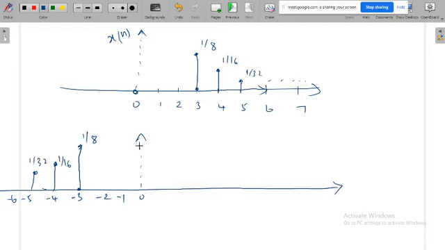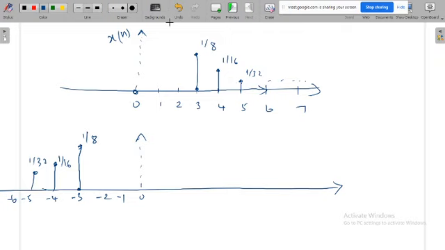Now what we have to do? We have to add these two signals and then divide by 2. Okay, so add these two signals and divide by 2. Now what we'll be getting? In place of 1 by 32 we'll get 1 by 64. In place of 1 by 16 we'll get 1 by 32. In place of 1 by 8 we'll get 1 by 16. So here also it will go like that.